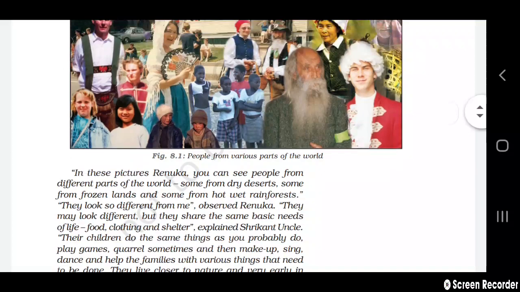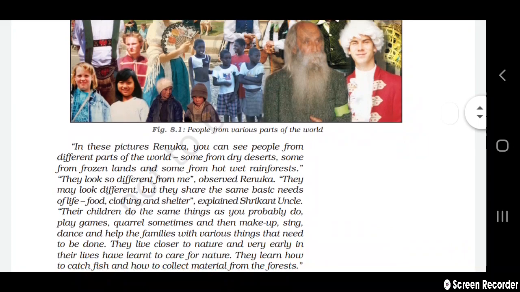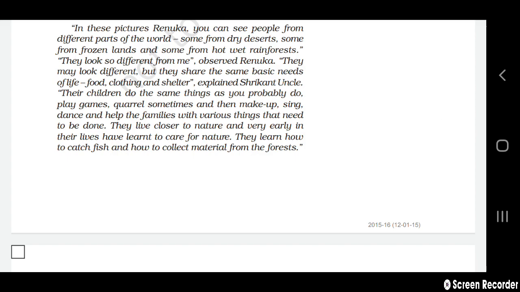In this picture, Renuka, you can see people from different parts of the world. Some from dry desert, some from frozen lands, and some from hot, wet rainforest. Shrikant uncle says to Renuka, they look so different from us. Renuka observed them.